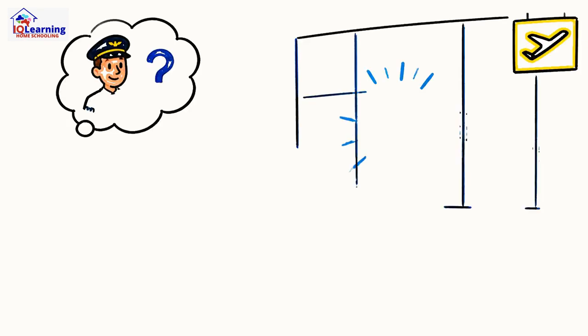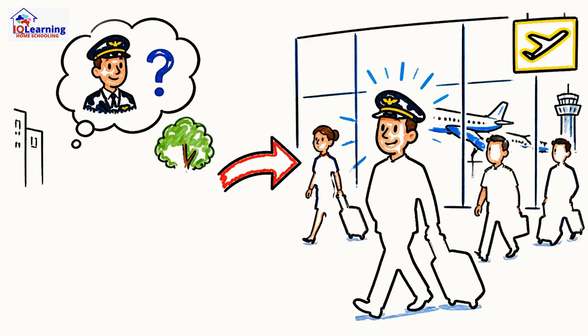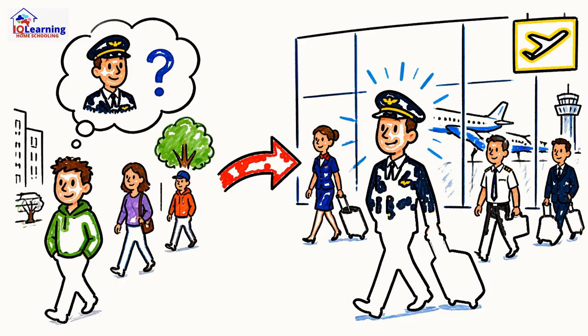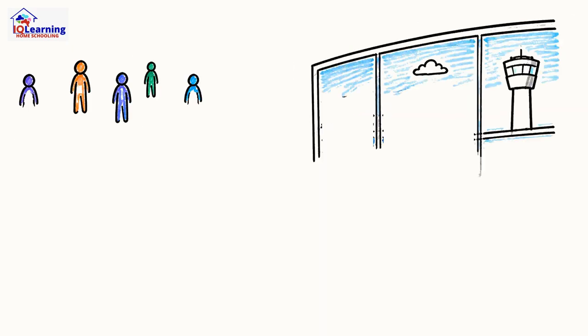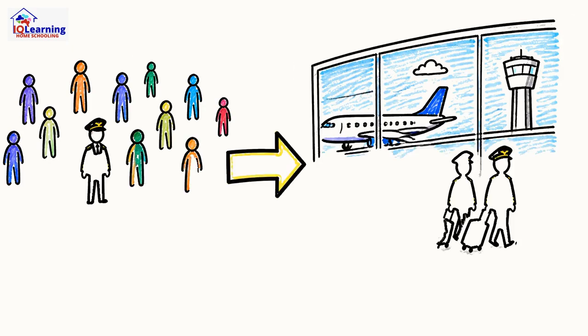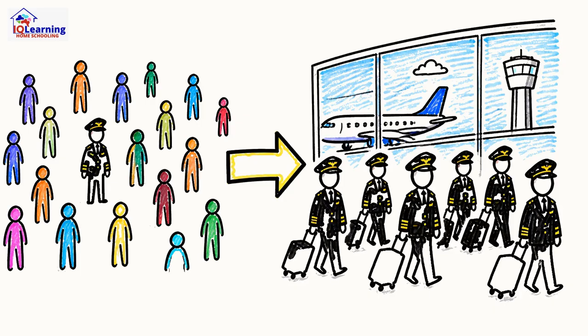What's the chance a random person on the street is a pilot? Pretty small. But what if you're standing inside an airport? The odds change completely. That new piece of information, given that we are at an airport, is the key. It's the core of conditional probability.